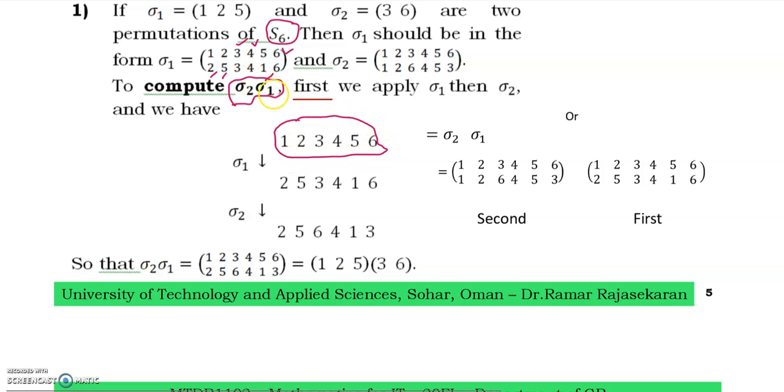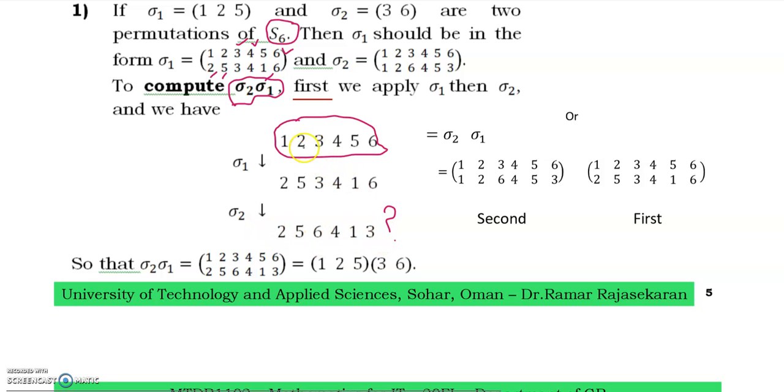Now, what is sigma 1? You write this: 2, 5, 3, 4, 1, 6. Then what is sigma 2? You write here: 2, 5, 6, 4, 1, 3. This is how we write it here.